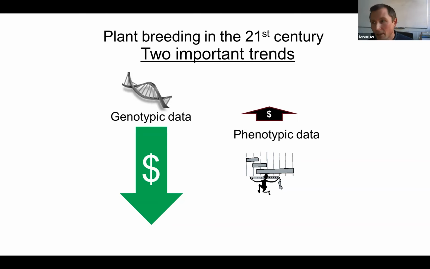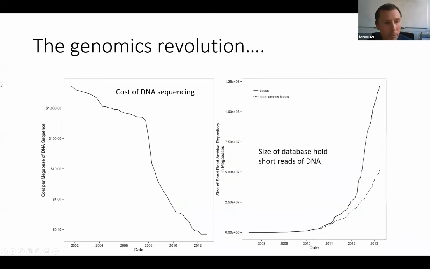At the same time, the collection of the actual measurements on the plants, what we call the phenotypic data, has been pretty static in cost, if not increasing. So there's this difference between these two types of data in terms of their cost and ease of collection. Again, the genomics revolution, with plummeting costs in DNA sequencing over time, this only goes to 2012, it's gone down even further.